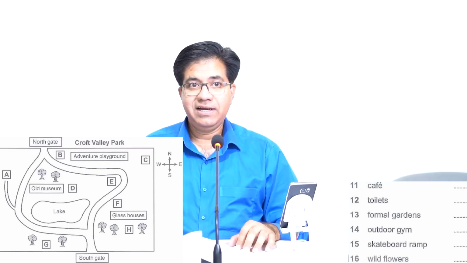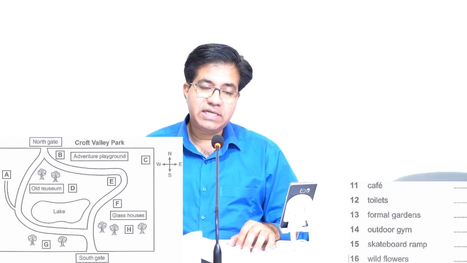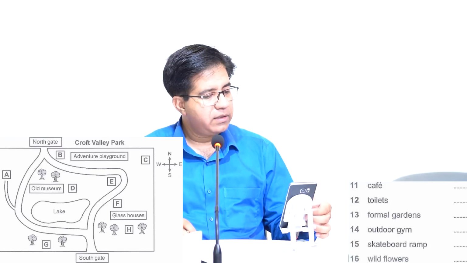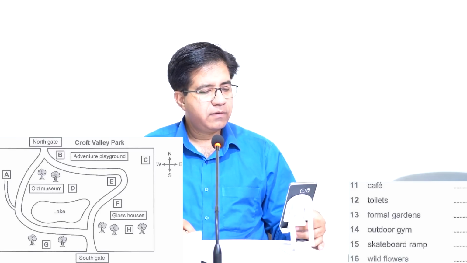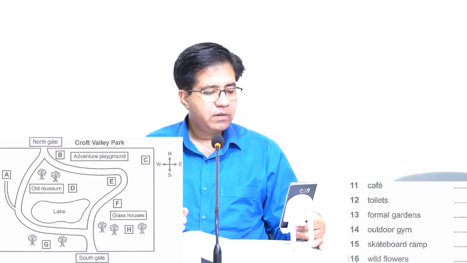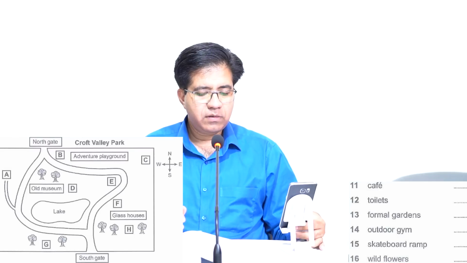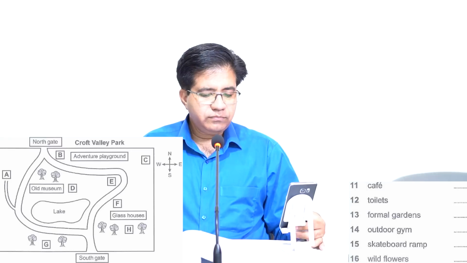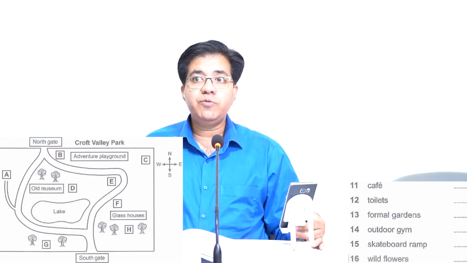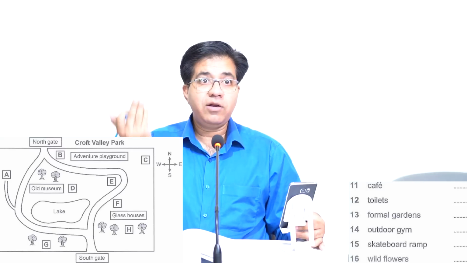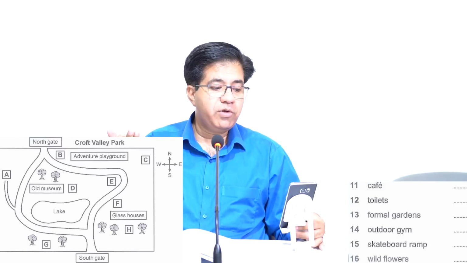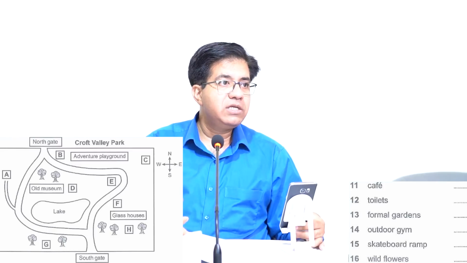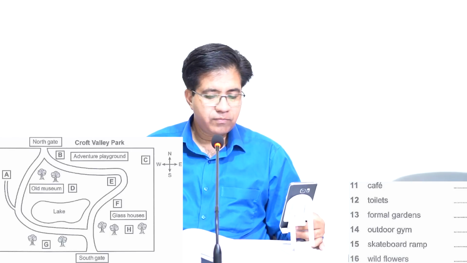E. Wrong answer. Right answer is G. Why G? Please listen to it again. The formal gardens have been replanted and should be at their best in a month or two. They used to be behind the old museum. They used to be. It means now they are not there. So now there is no option. We have already used option D. So there is no option there.